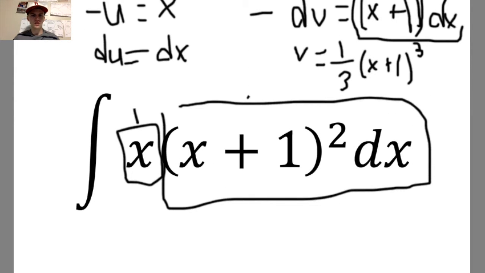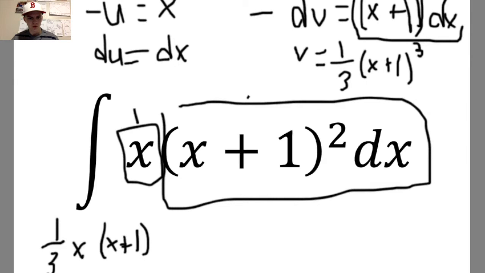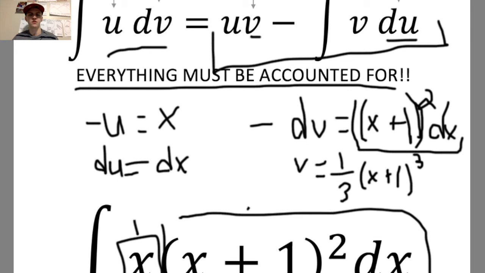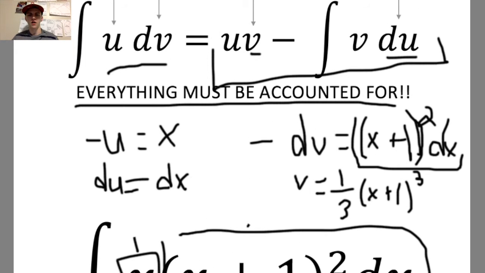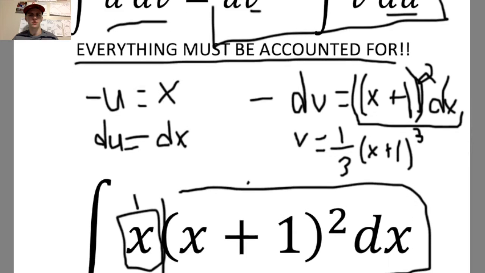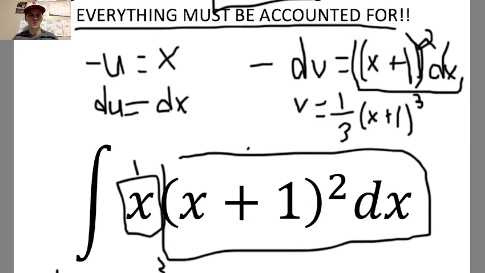U times v is 1/3 x times x plus 1 cubed. That's simply u times v. I'm just multiplying these two right here. Then if we go back up, we have to subtract the integral of v du. So we're going to use v and du in this case.